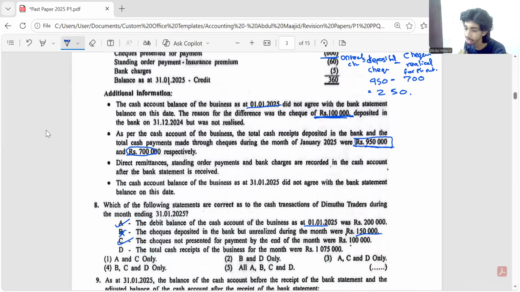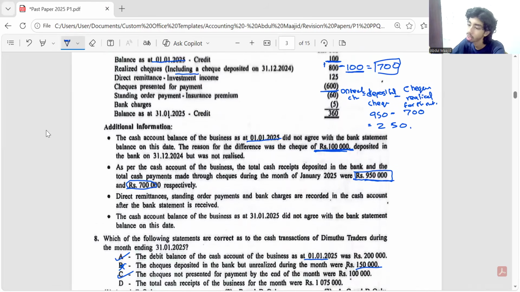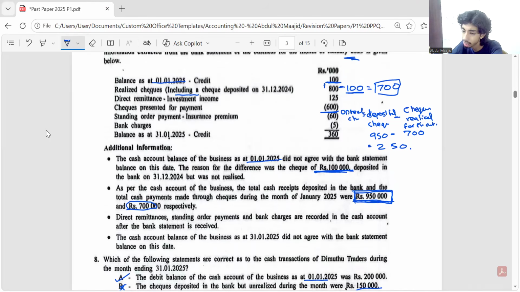D. The total cash receipts of the business for the month was 1,075,000. How do you find the total cash receipt? The amount of checks you deposited, 950. To that you have to add the direct remittance of 125. 950 plus 125, that is 1,075,000. That is the total amount of money we have received during the month. The deposited checks, we have got the money and put it to our bank.